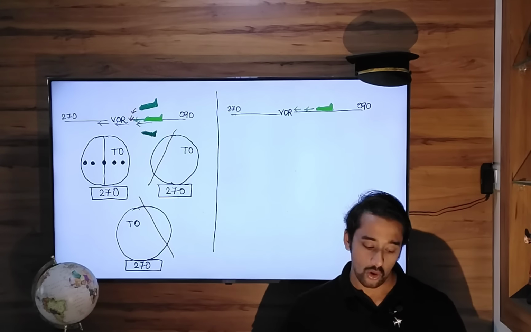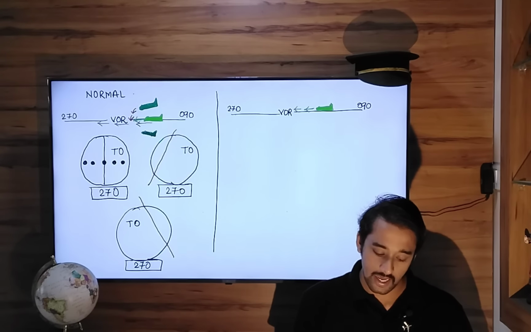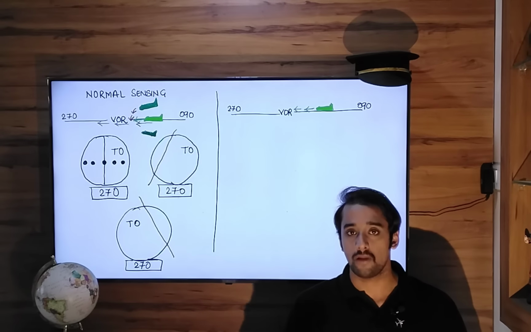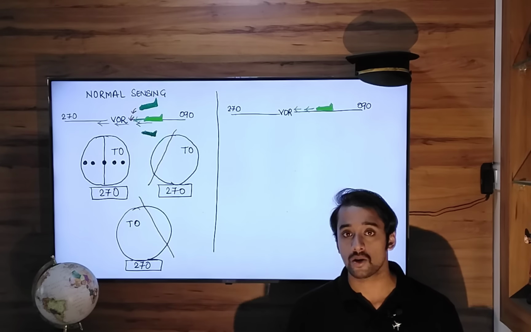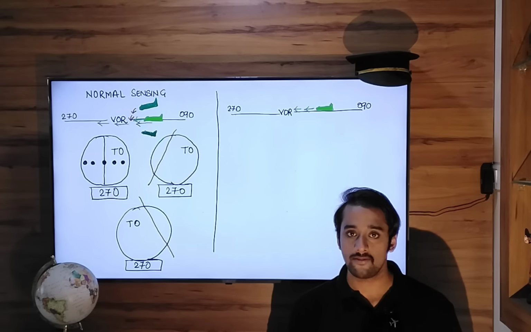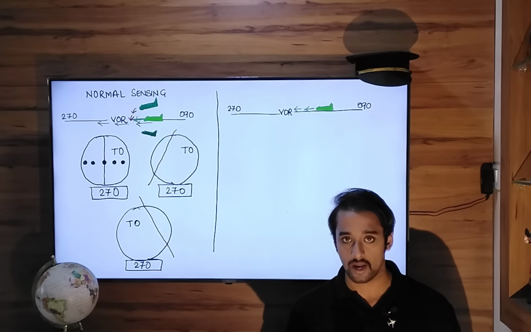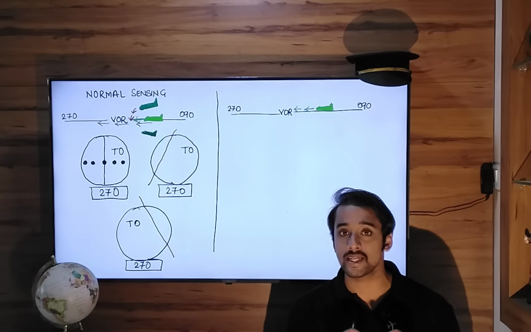So this whole performance of the OBS selector is called normal sensing. Why normal? Because in daily life we follow this particular procedure when we are flying inbound. This is normally what should happen, so that it is good for safety. Why? Because if the CDI needle goes left, you go left. If the CDI needle goes right, you go right. So there is not much thinking involved. All you have to do is follow the CDI needle.